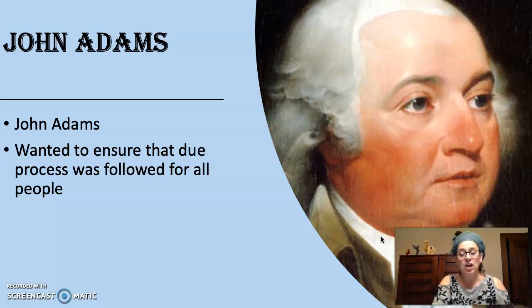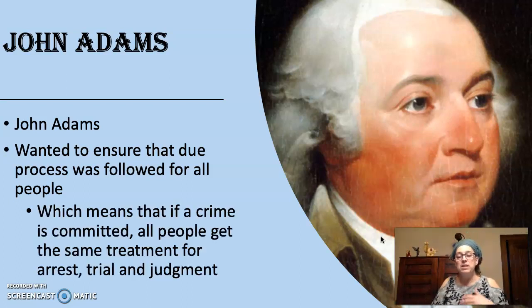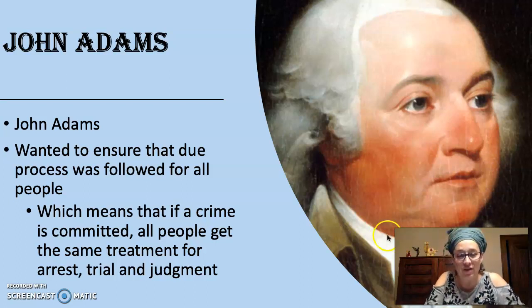So John Adams, he wanted to make sure that if a crime was committed, all people get the same treatment for arrest, trial, and judgment. So that is due process. So everybody gets treated the same. And that is very important. So all the three of these men are the key people: John Adams, Benjamin Franklin, and Thomas Jefferson.